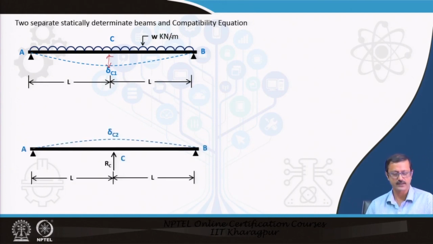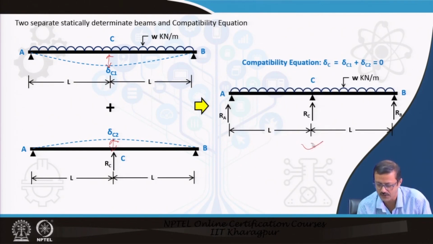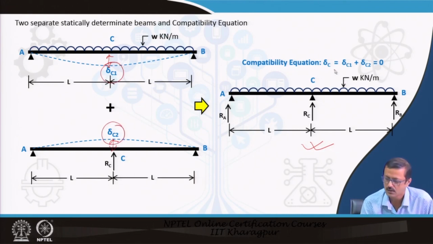And also I can remove the load now, and put the unknown reaction RC over here, and there will be a bulge out; the deflection is now upward, and this delta C2 I can find out because of this RC, because it is a pointed load at the middle, right. And if you merge these two, your original beam comes over here, and the compatibility equation will be delta C1 plus delta C2 must be equal to 0.